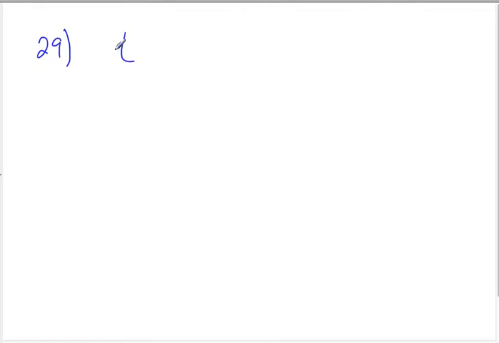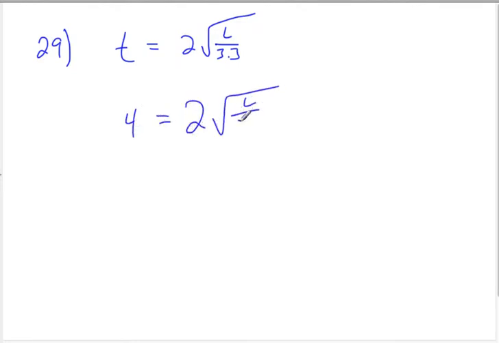Moving on, 29. The time t in seconds for the pendulum of a large clock to make one swing is given by this equation. And the top thing is L. I'll use capital because my lowercase looks like a 1. Where L is the length of the pendulum in feet, if one swing takes 4 seconds, that means we replace the t with 4 because that's what the t represents. How long is the pendulum? So we're looking for L.